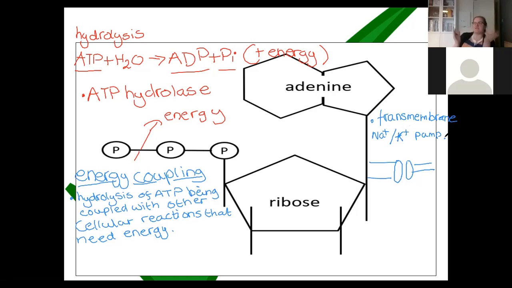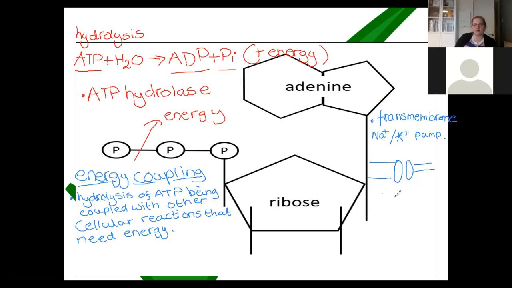These pumps are able to either let sodium in or let potassium in, and so they have to change. They go through something called a conformational change. The shape changes, and they change shape and move, a little bit like when we were saying the active site during the induced fit reaction is able to change shape slightly. So energy is released from hydrolysis of ATP. What we've done is couple hydrolysis of ATP with the transmembrane sodium potassium pumps.